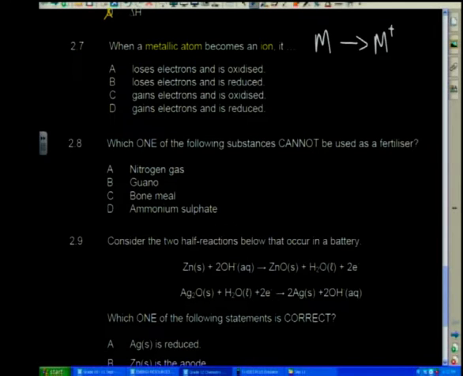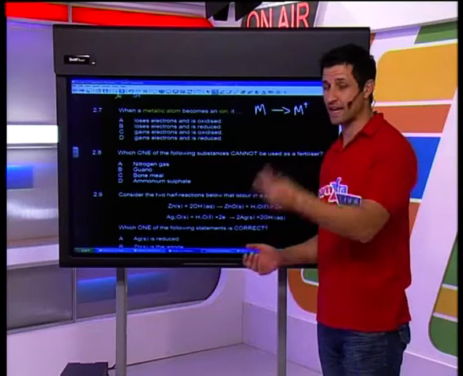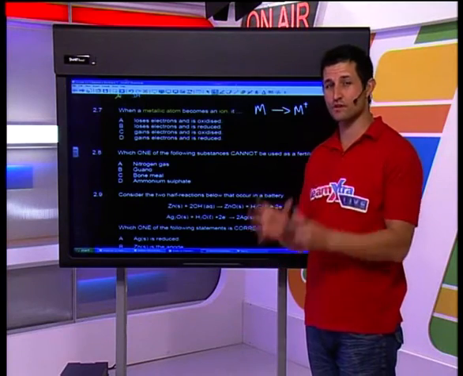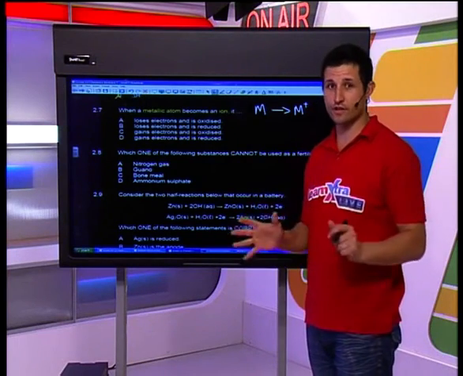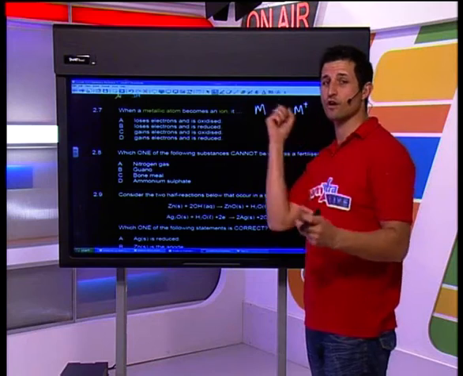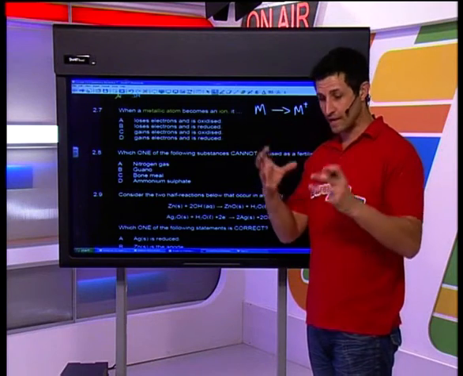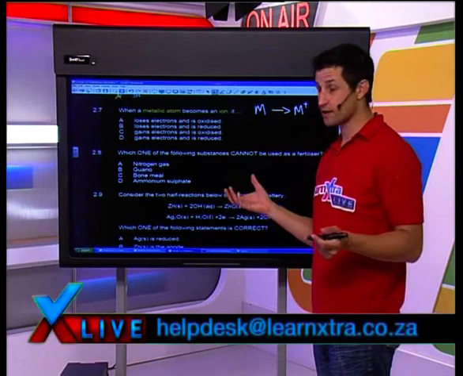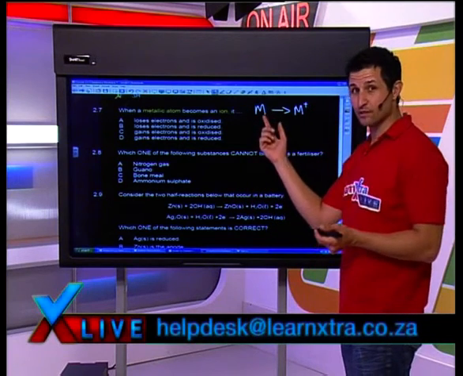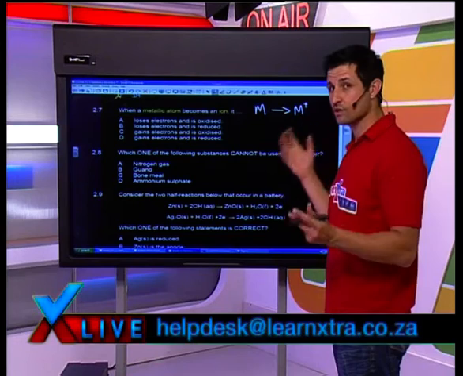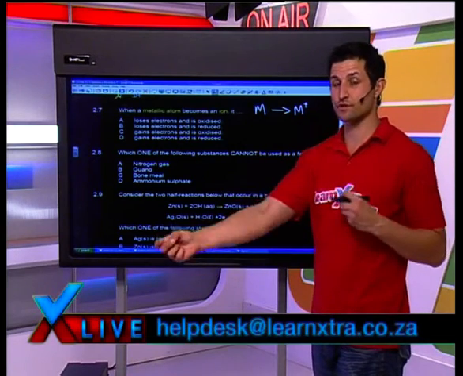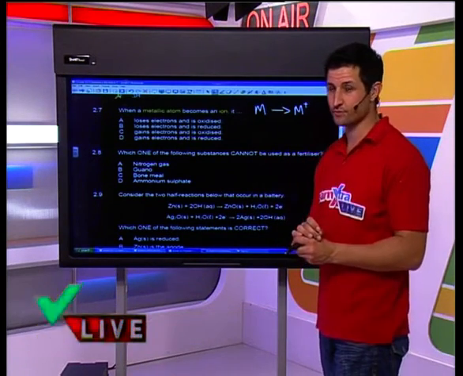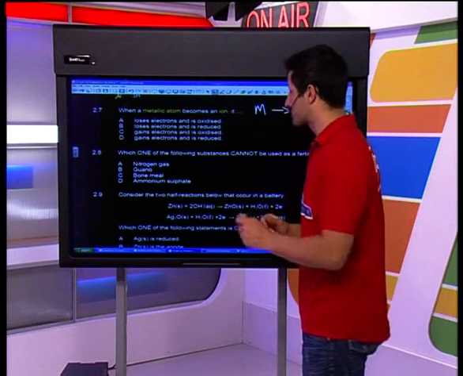The only way to become positive is by losing electrons. You cannot change the charge on something by adding or losing protons because those are nuclear reactions. Don't even go there. The only thing which you can easily move onto or off your atoms themselves are electrons. Okay, so let's take a look. To go from metal to metal positive ion, what I've got to do is lose an electron to leave behind the positive. So let's just take a look at our options here.